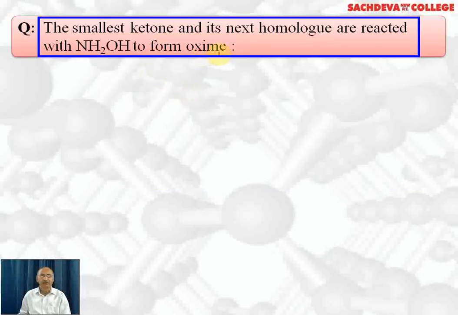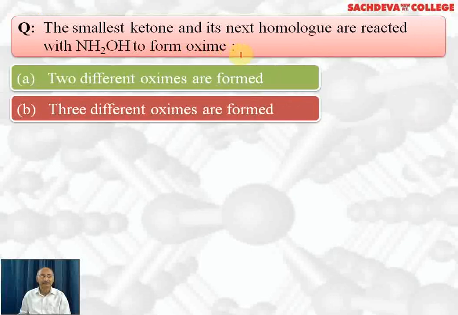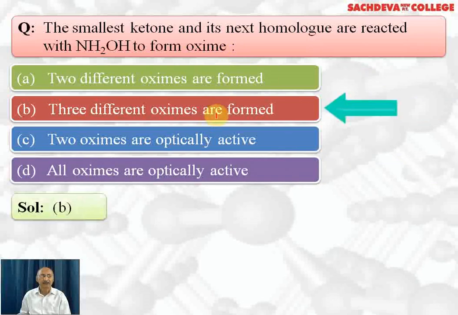Next question, the smallest ketone and its next homologue are reacted with hydroxylamine to form oxime. Options are: two different oximes are formed. B part, three different oximes are formed. Two oximes are optically active. All oximes are optically active. Correct answer is B part. Why B part is the correct answer?